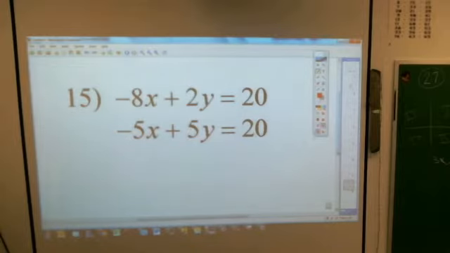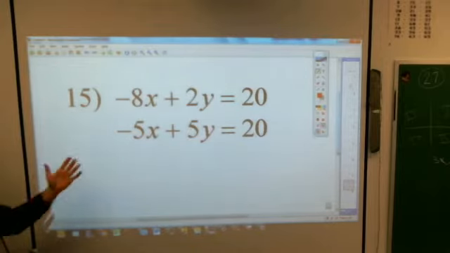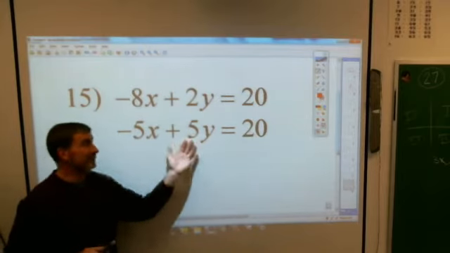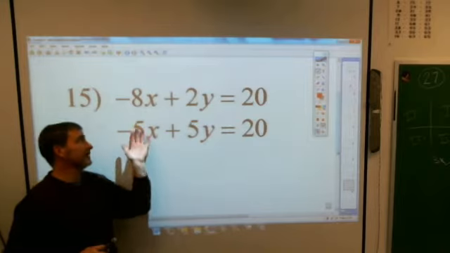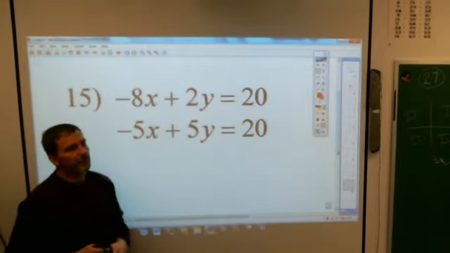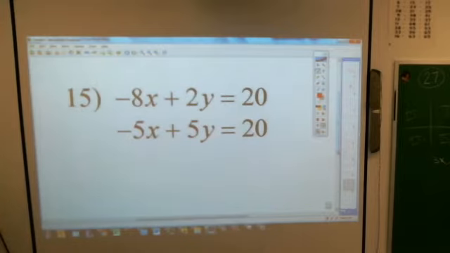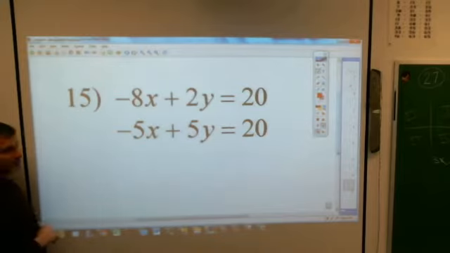Here's the deal, Carol Winkleman. If you look at it, none of these are multiples of the other one. I mean, I can't multiply 2 by anything to get 5. I can't multiply 8 by anything to get 5. I can't multiply 5 by anything to get that, or 5 by that. Occasionally, ladies and gentlemen, you're going to have to actually multiply both equations by numbers. And this would be one of those cases.